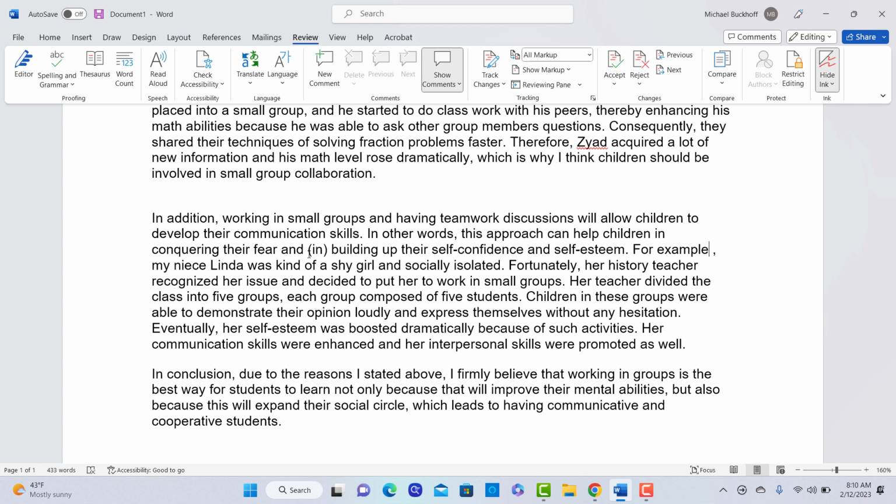For example, and then you have one more. My niece Linda. You have: my niece Linda was a kind of a shy girl and socially isolated.